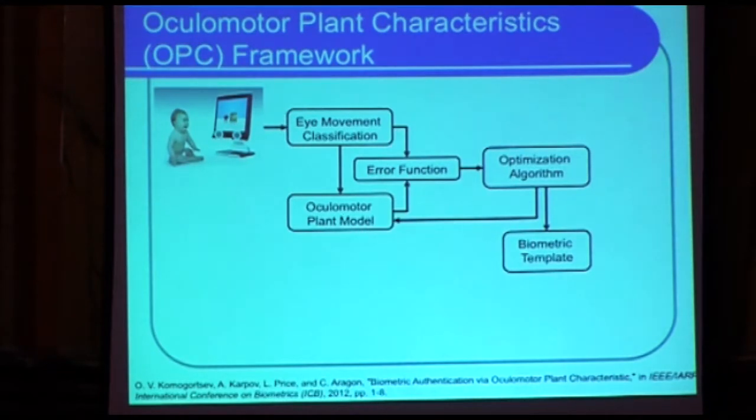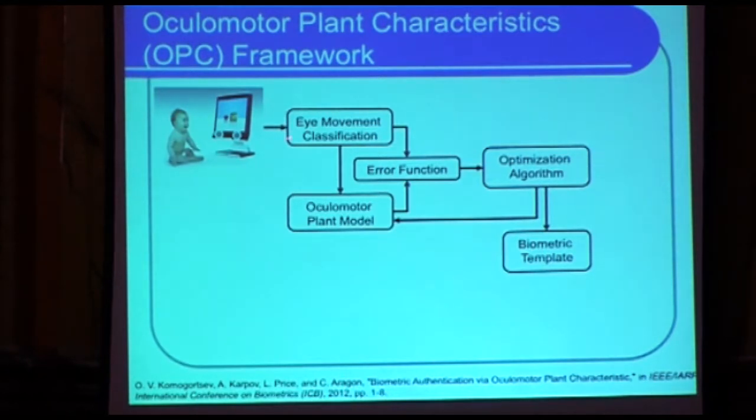This is the framework that we have presented at the last ICB that received the Best Paper Award for identifying a person based on those oculomotor plant characteristics, the invisible properties of the eye muscles, the eye globe, and the tissues. So here we have a person that is looking at the eye tracker. And in your mind, if you don't know what the eye tracker is, you can think about it as the iris recognition device, because iris recognition device is actually capable of eye tracking.